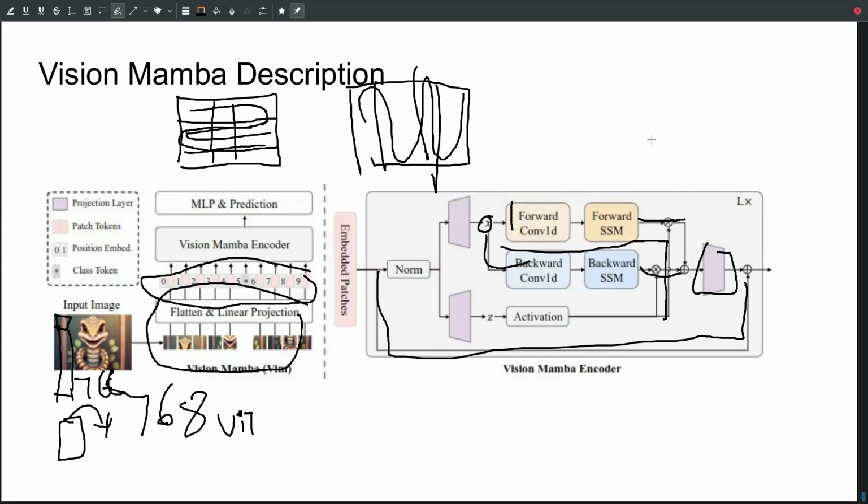So that's how Mamba has evolved, and how Mamba is developed. Mostly a cameo, let me say.